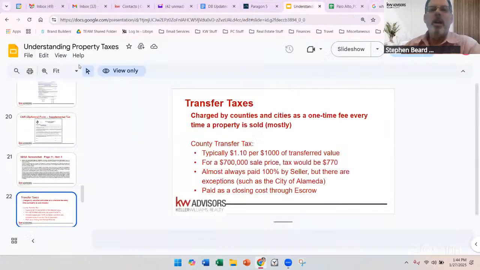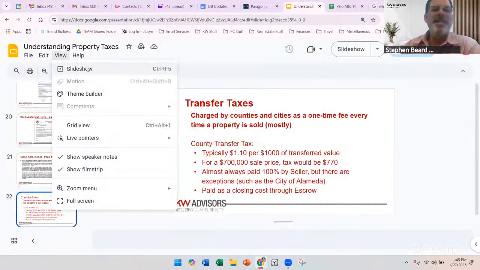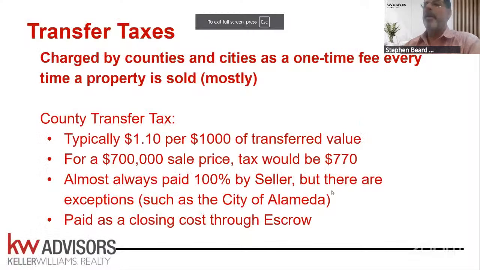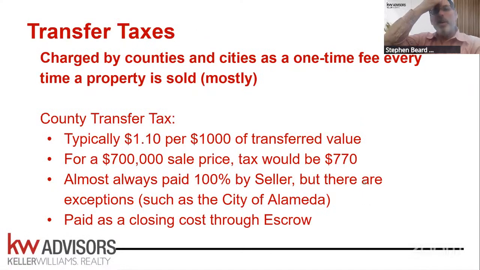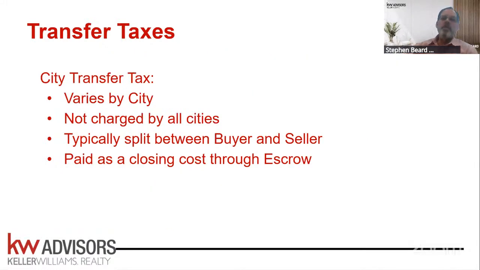But sadly, this is only one of the two of them. There's another one. Does anyone have an idea who else does transfer taxes? Counties do it. Who else does it? Cities. Some cities have a transfer tax. Some cities don't have a transfer tax. It is typically split between buyer and seller, but not always. It's a completely negotiable item. You'll see it on the contract. It's a separate line item. It's paid as a closing cost through escrow. Yes.